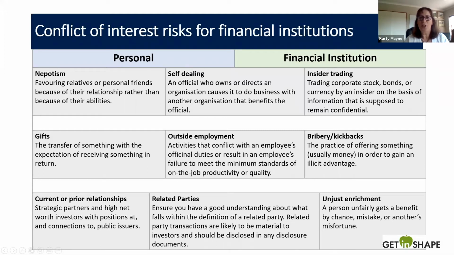I did some research into, okay, out of all the conflicts of interest that could potentially be out there for advisors and financial services type businesses, what are the key conflicts of interest risks for financial institutions? And really trying to break it down into where they might crop up. And you can see that there's two. There's one that could impact you personally, such as nepotism or self-dealing or gifts outside employment, some of your relationships.